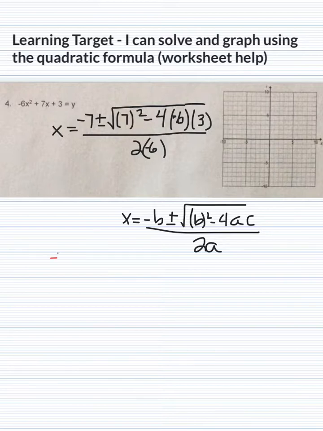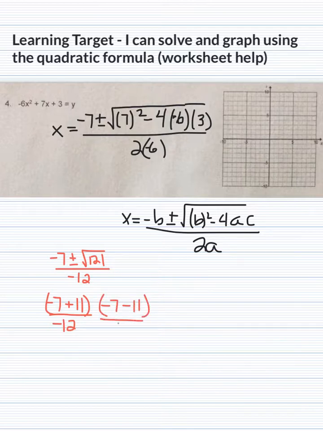We've got negative 7 plus or minus the square root of 121 all over negative 12. Okay, so the square root of 121 is 11, so we've got negative 7 plus 11 over negative 12, and I'm putting that in parentheses, and negative 7 minus 11 over negative 12. Okay, doing that on my calculator, I get the values of x equals negative 0.333 and 1.5, comma 0.